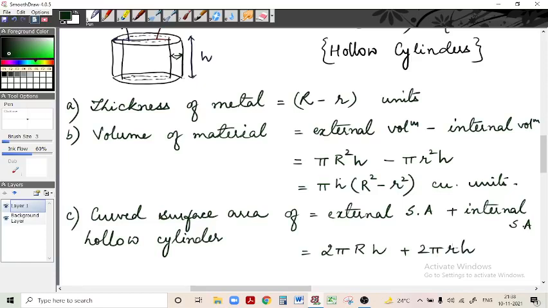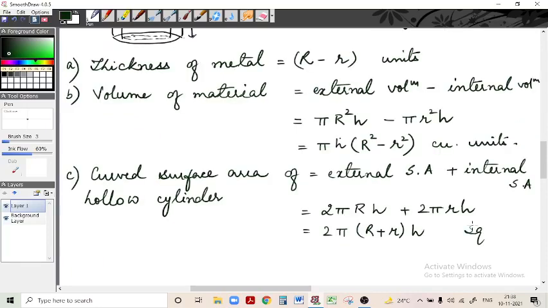Our curved surface area we have already learned in case of solid figures that it is 2 pi r h. So here also we will apply the same, only the radius will change in case of external and internal. So this is equals to 2 pi, I will take common, R plus small r will remain, and h also I will take common. So 2 pi h (R plus r) square units.